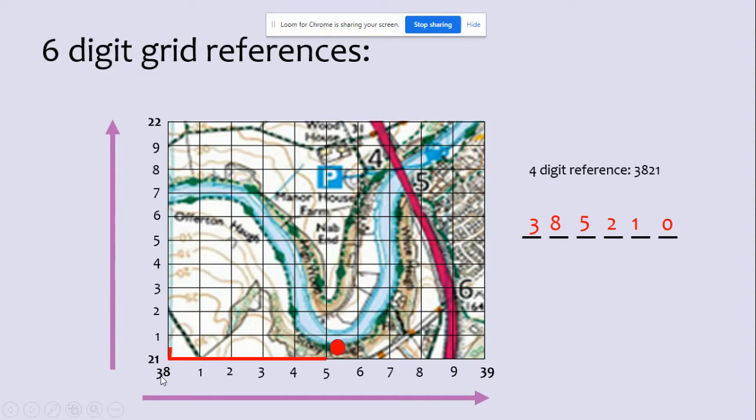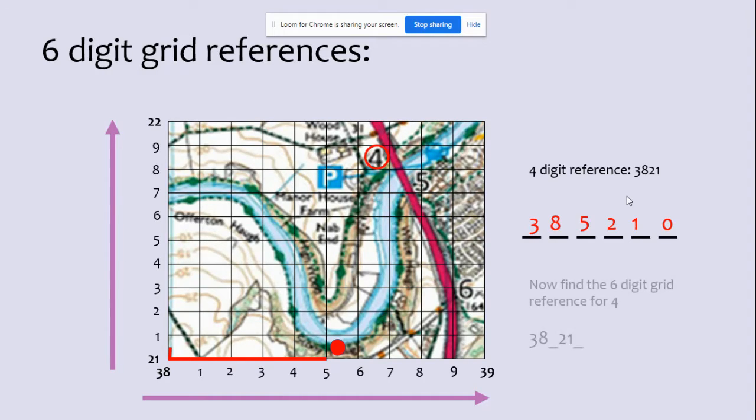Our first 2 digits are this box here, so the line like that. Our 3rd digit is how far along that line it is. Our 4th and 5th digits are then this line here, and our 6th digit is how far up this line it is. So our 6-digit grid reference is 385210. So it's more specific than our 4-digit one.